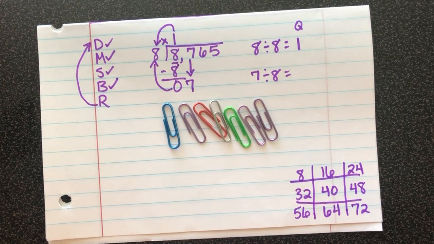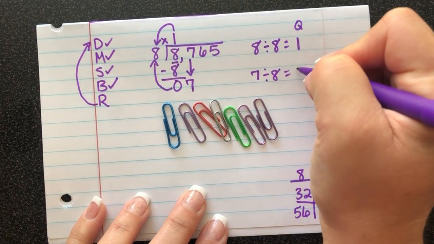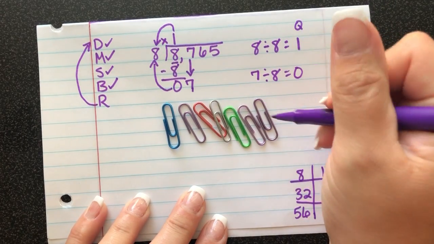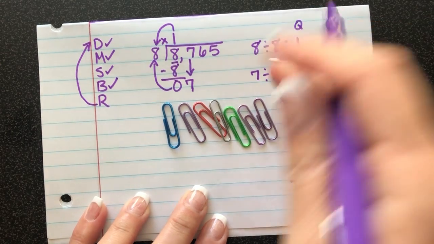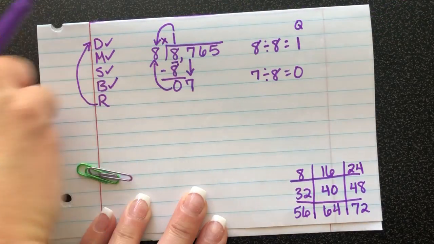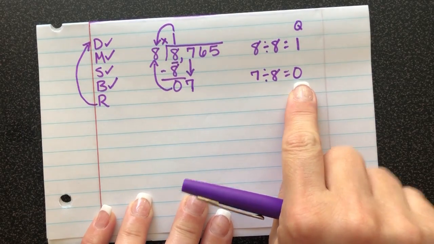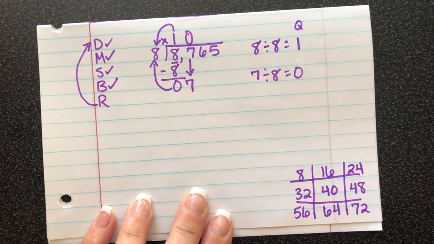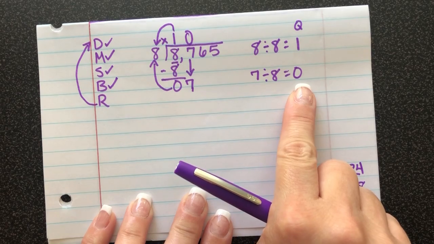Okay, well, there's not enough there, right? So that means that we're going to say that 7 divided by 8 is 0. I can't take any groups, 0 groups, because I don't have enough. I don't have 8 paper clips to take out. I'll only have 7. Okay, so that's where the 0 comes in. So just don't forget when you see that, get the 0. Now put the 0 where the quotients go. If your dividend is smaller than your divisor, that's going to equal 0.